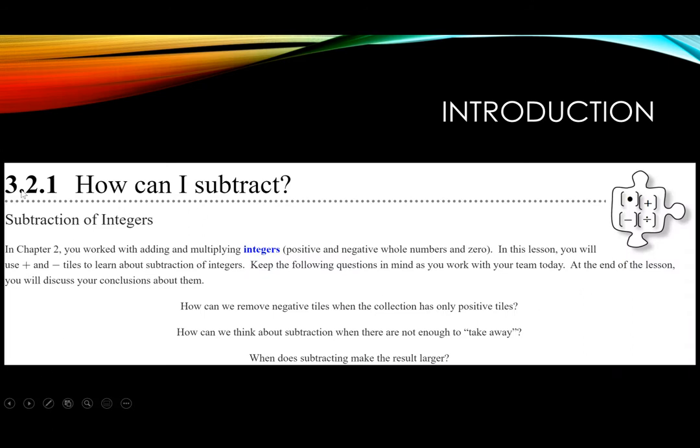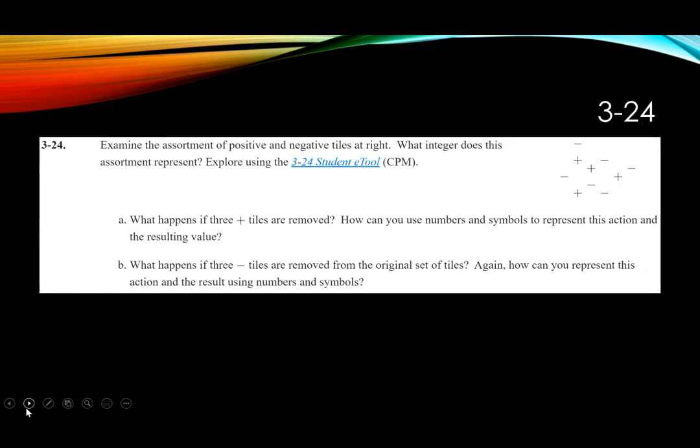All right, so first off, we're looking at subtracting today. More specifically, subtracting positive and negative numbers. So we're going to be using positive and negative tiles to help us visually represent the subtraction of integer problems. We're going to think about how we can remove negative tiles when the collection has only positive tiles, how we can subtract when there are not enough to take away, right? Because subtraction means to take away. And then finally, when does subtracting make the result larger?